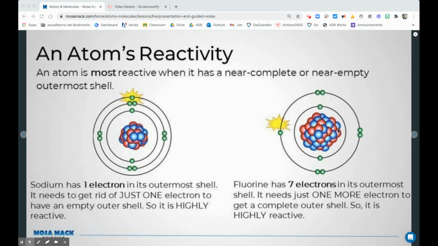Let's take a look at fluorine. So fluorine on its outermost shell has 1, 2, 3, 4, 5, 6, 7. It only has 7 electrons in its outermost shell. It's only missing 1, so it's almost a complete 8. It's barely missing 1. So it just needs 1 more electron to get a complete outer shell. So this makes it highly reactive.